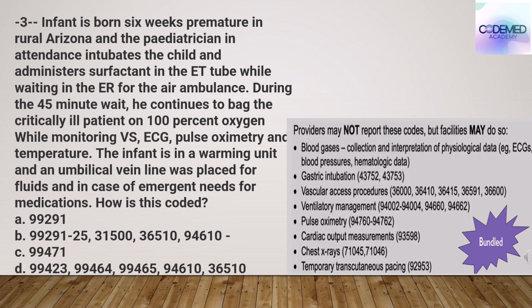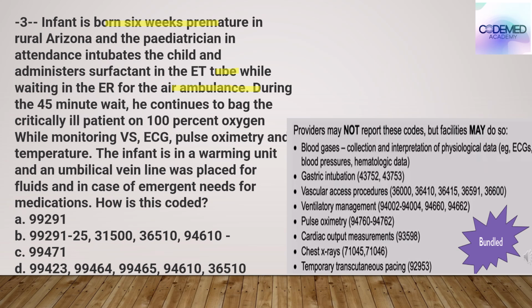So let us collect our data. The baby was born 6 weeks premature, and the doctor was giving everything in the ER or ED, all this treatment was happening in the ER. And how long did it happen? It is a 45 minute wait. Until that time he was giving the service. Now what all the services are given, that is very very important, because depending upon that we will write the code. Whether we have to write the non-bundled services and what are the non-bundled services.